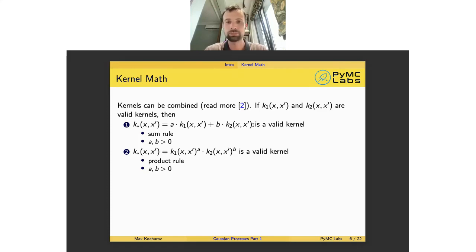A little bit more about kernels, which is crucial for practical applications, is the mathematics about kernels. And we will really need it when we define some complicated relations between input and output variables. So kernels can be summed together. They can be multiplied together and with different coefficients. A sum of two kernels is a valid kernel, given the coefficients are positive, and the product of two kernels is also a valid kernel given the powers are also positive.